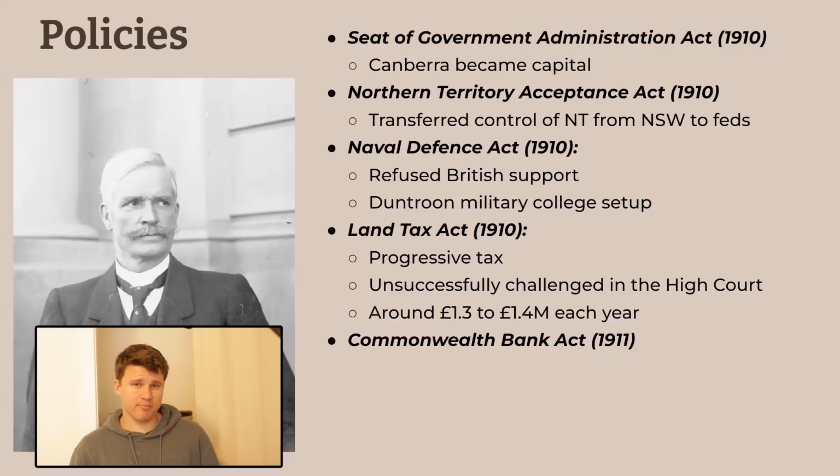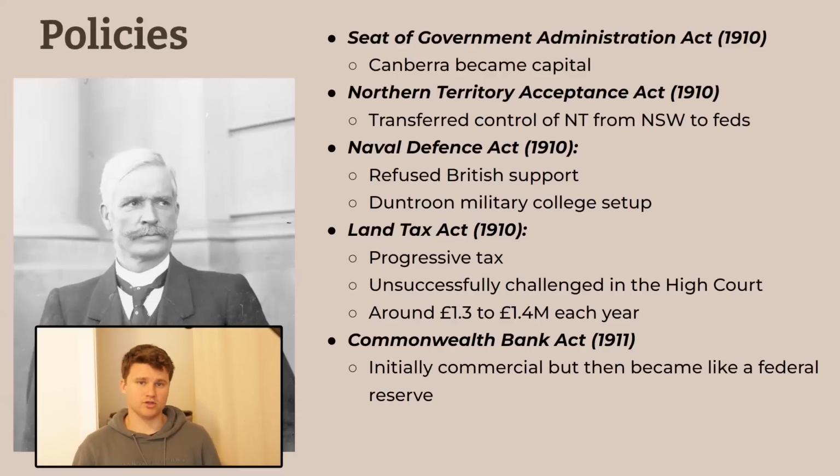You've then got the Commonwealth Bank Act of 1911. This one is also really interesting. The reason why is that the Commonwealth Bank was set up as part a Federal Reserve and then part a commercial bank as well. So initially it was just designed to be a commercial bank, but over time it started to become a Federal Reserve as well and became the government's way of controlling the money supply. So it's a government-owned bank.